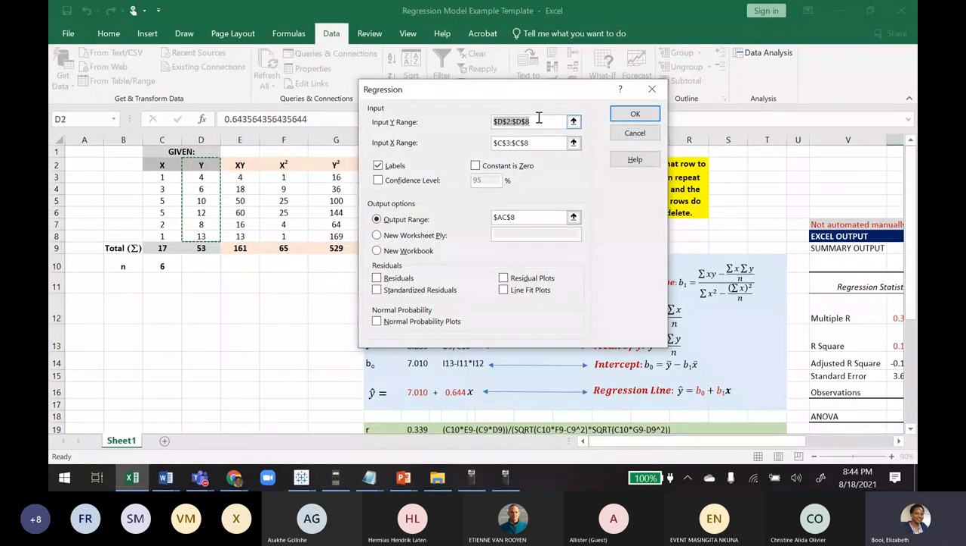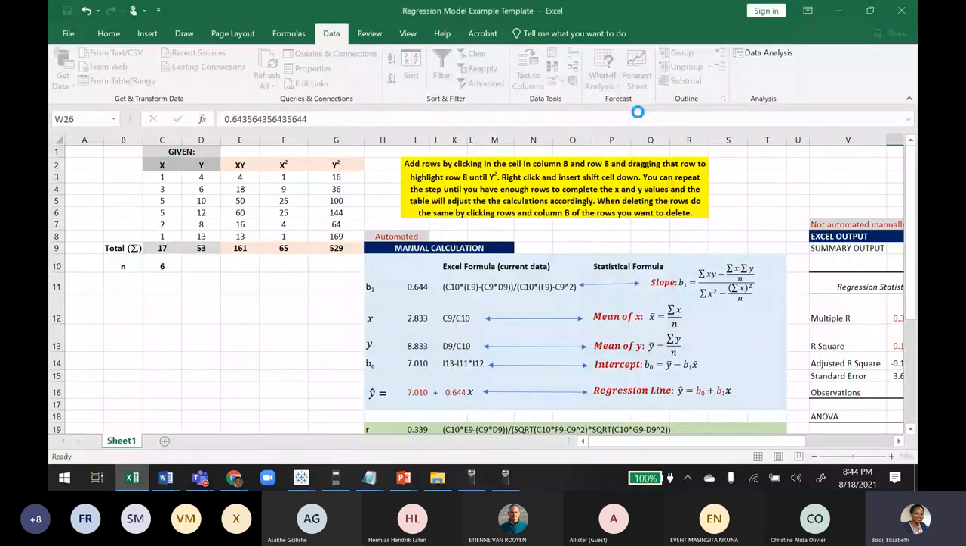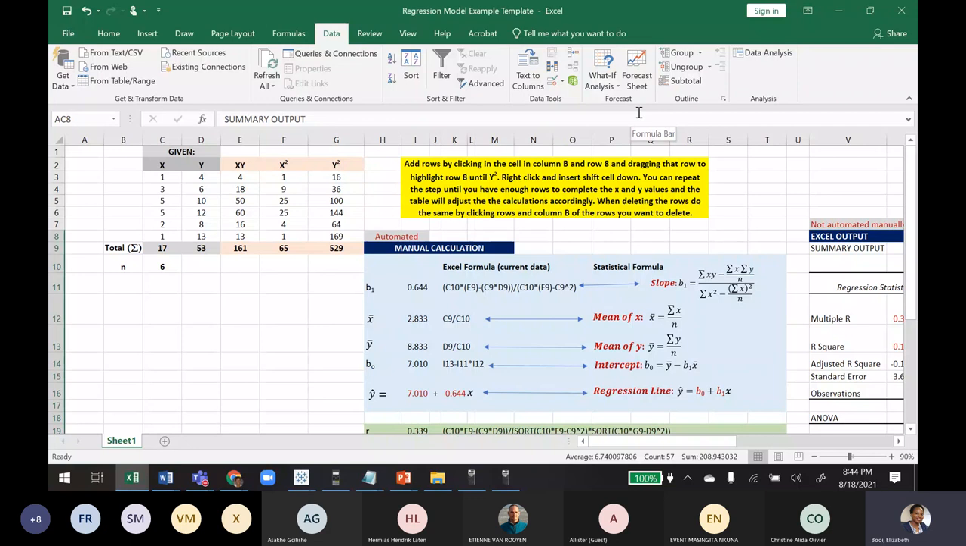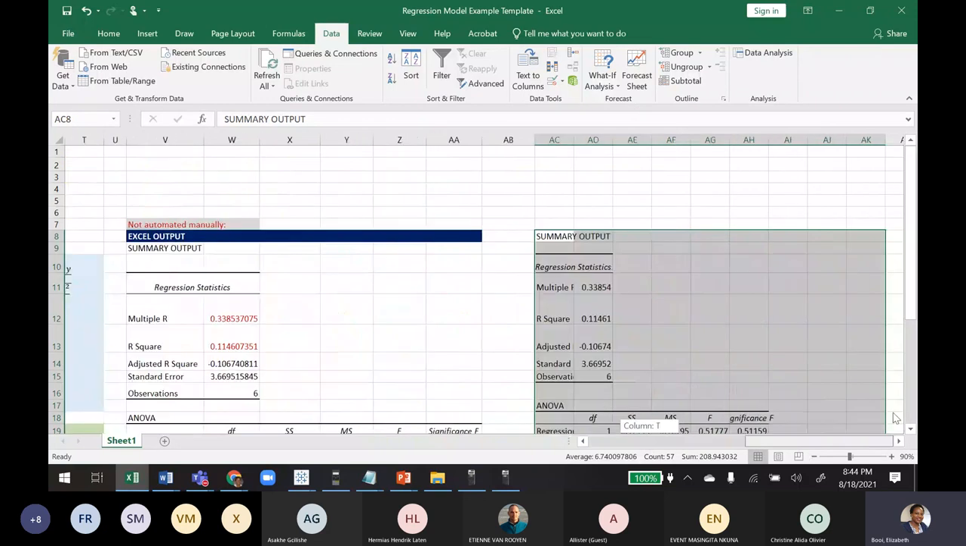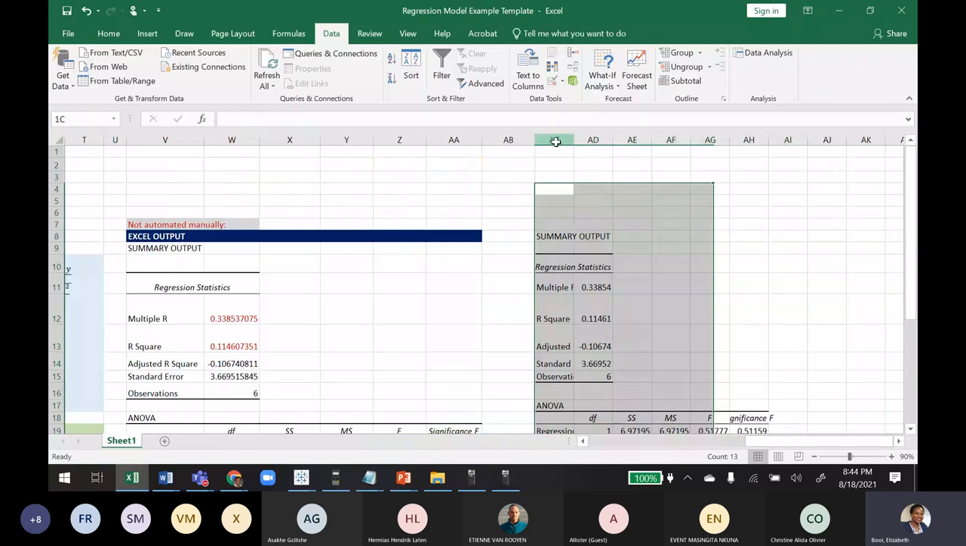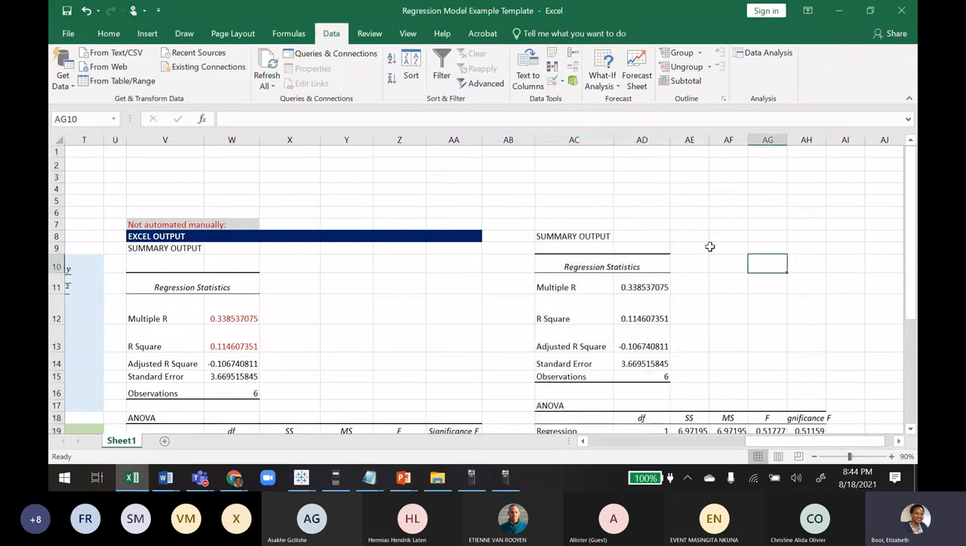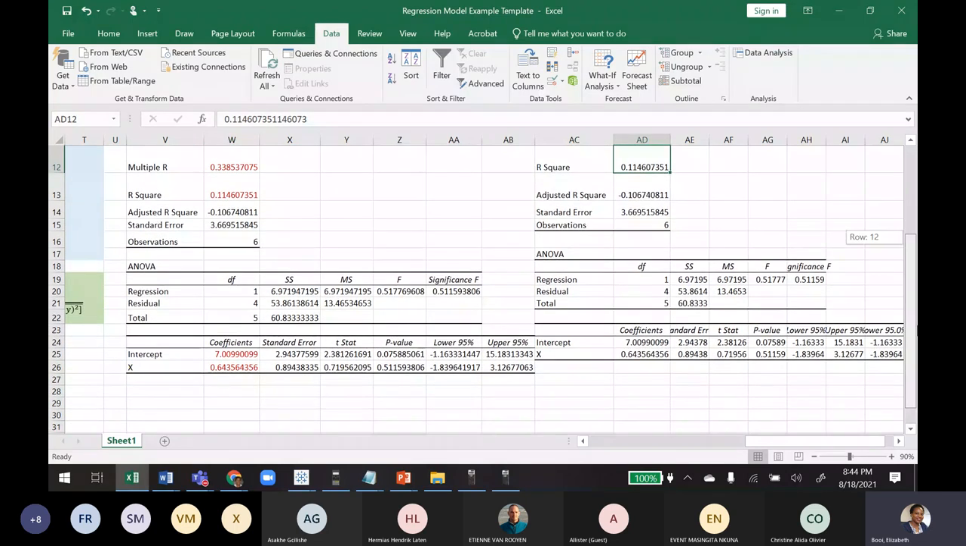Let's see. So that is our Y. Let's go select our X and see what went wrong. Okay. And there is our Excel output. Done. As you can see, the values look exactly the same as the one that I have on the table.